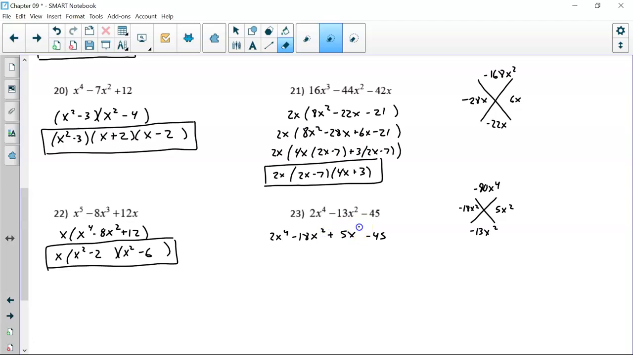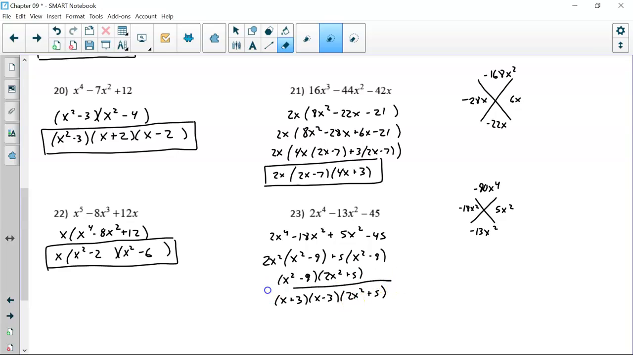Factor by grouping, the common factor of the first two terms, 2x squared, and that's x squared minus 9. Last two terms, we have a positive 5, and that's x squared minus 9. So the common factor is x squared minus 9, 2x squared plus 5. So now we can factor x squared minus 9. That's going to be x plus 3, x minus 3, and then 2x squared plus 5. And that is additional factoring of these polynomials.